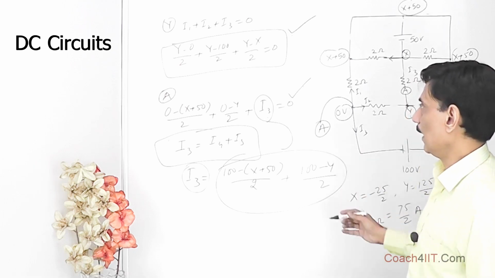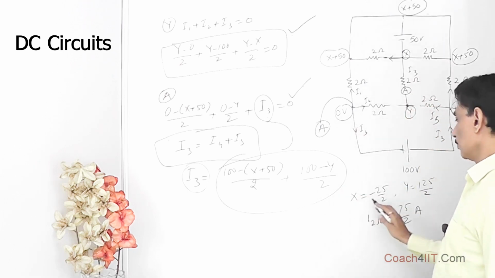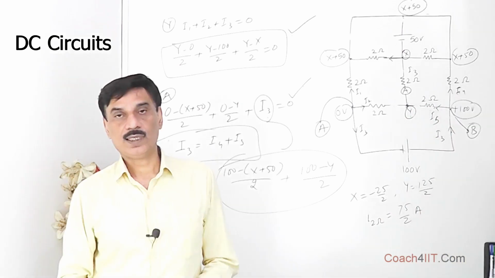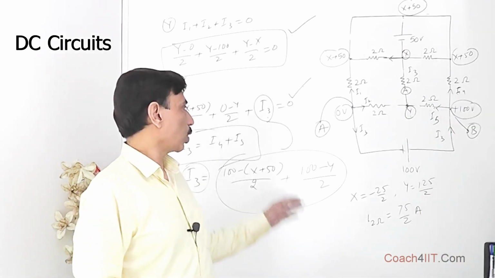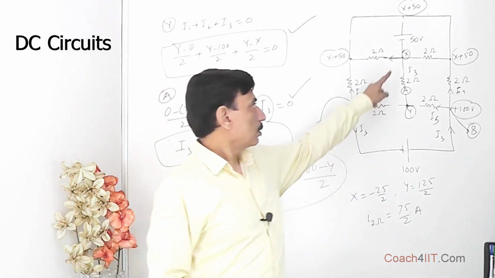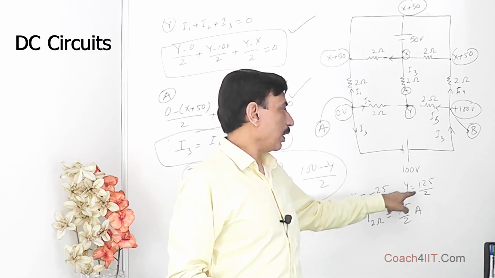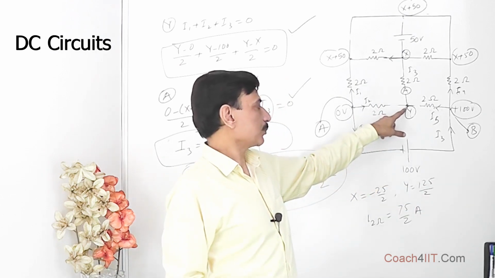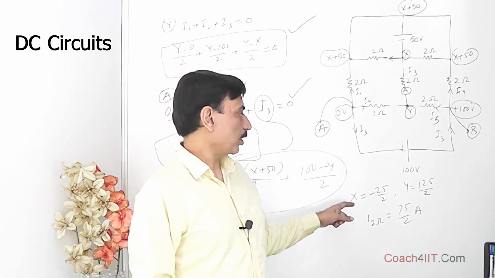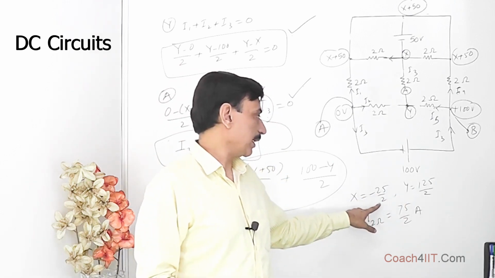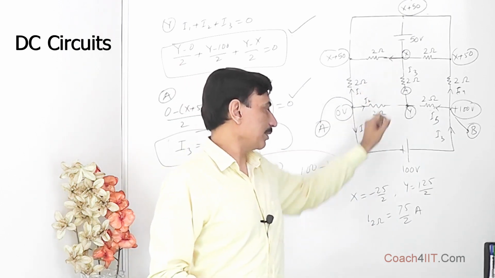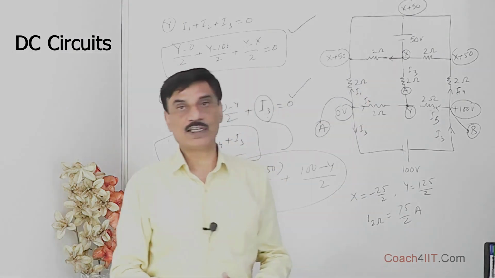And on solving these equations, the values I have are: X comes out to be 25 by 2, Y comes out to be 125 by 2, so this potential is higher as compared to this potential. We can find the potential difference, that is this minus this, and the current through this 2 ohm resistor, that is the ammeter reading, comes out to be 75 by 2 ampere.